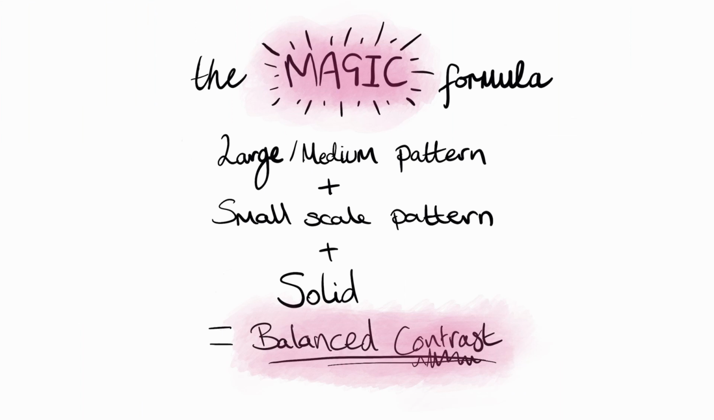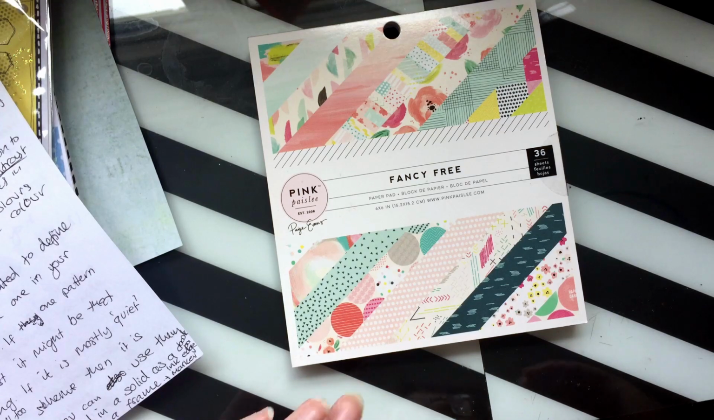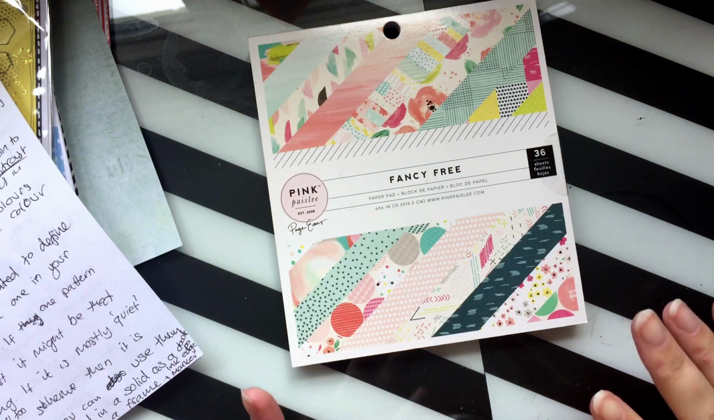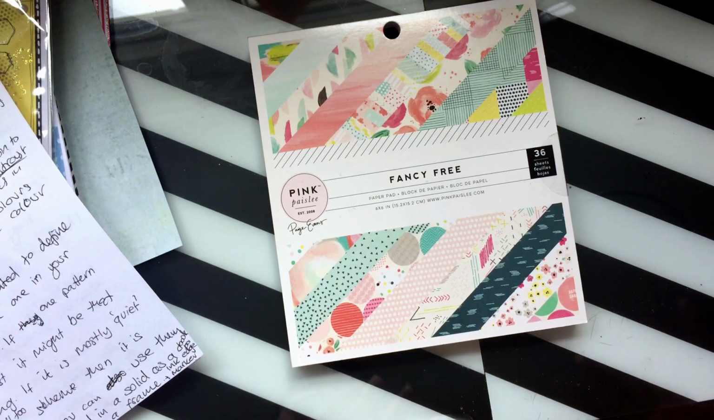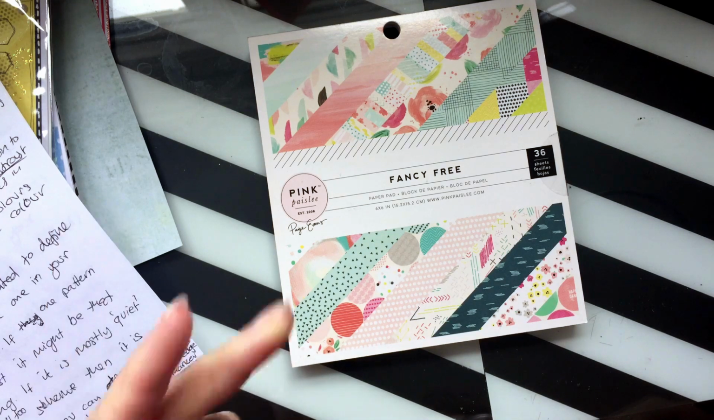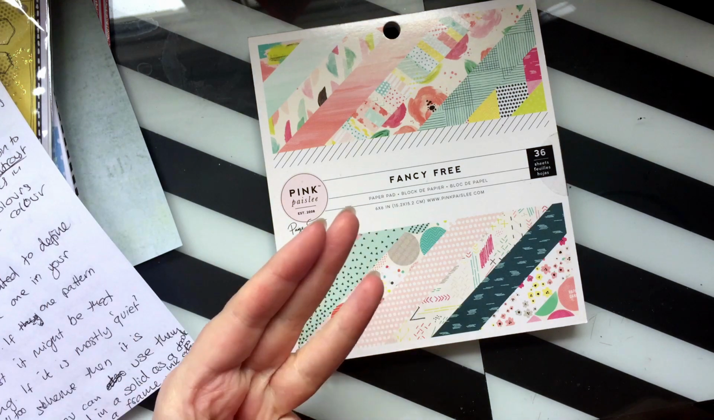I thought that I would start this video off with recapping what we did in part 1. And if you guys haven't seen that, I recommend going and watching that first. But just to summarise, we focused mainly on how to choose patterns based on their scale. So we looked at large to medium scale patterns, small patterns and solids. We looked at the magic formula, so that is one large to medium scale pattern, one small scale pattern and one solid.